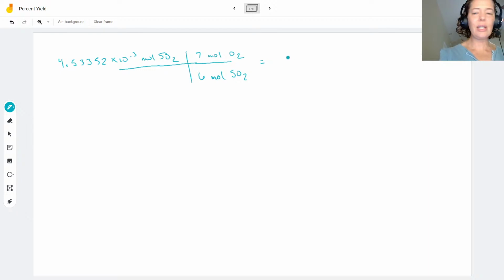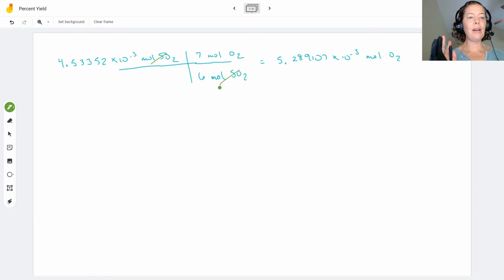So doing this calculation, we get 5.289107 times 10 to the negative third. Again, this is moles of O2. So we've converted from moles of SO2 to moles of O2. See, these cancel out. Sig figs.